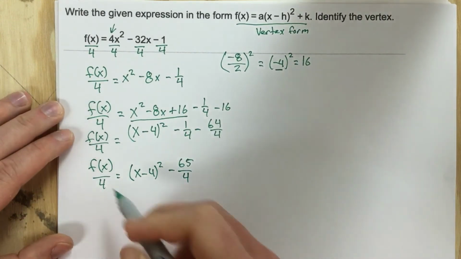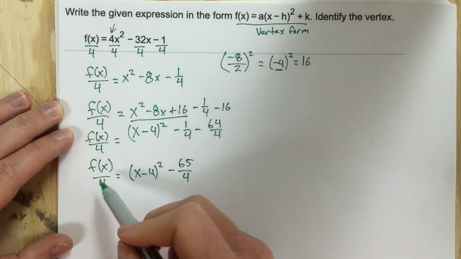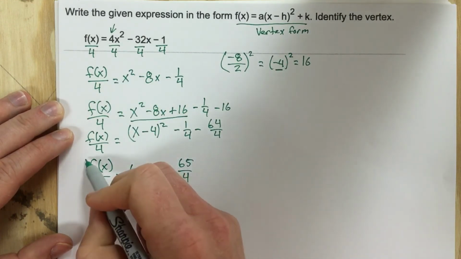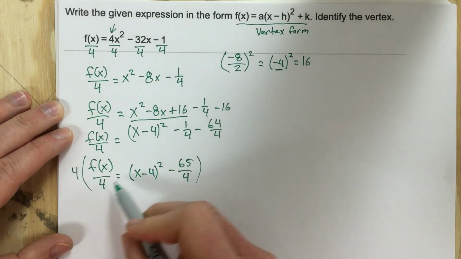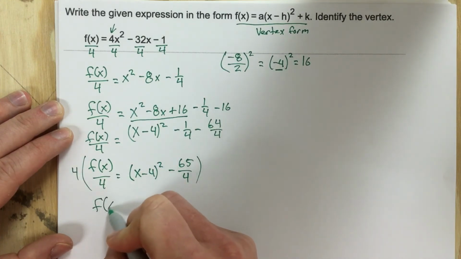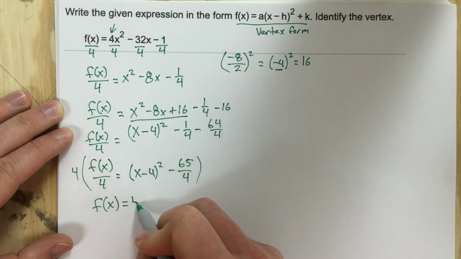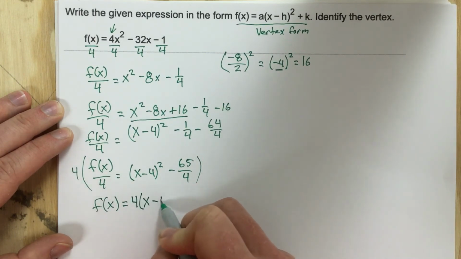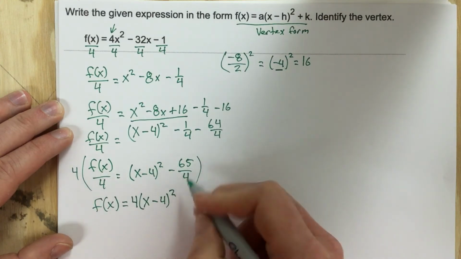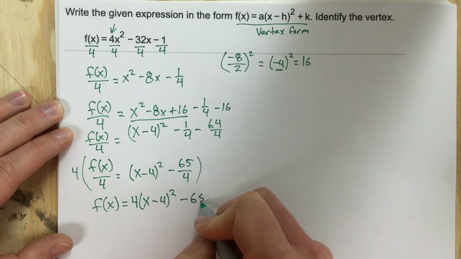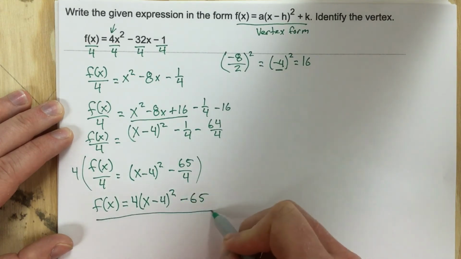And the last step is we need to get that leading coefficient back. We had a leading coefficient of 4, so we multiply the whole equation by 4. When we do that, we end up with f of x, this cancels, equals, I multiply this by 4, I get 4 out front, 4(x minus 4) squared. When I multiply this term by 4, that just gives me negative 65 because the 4's cancel. So this is the vertex form.